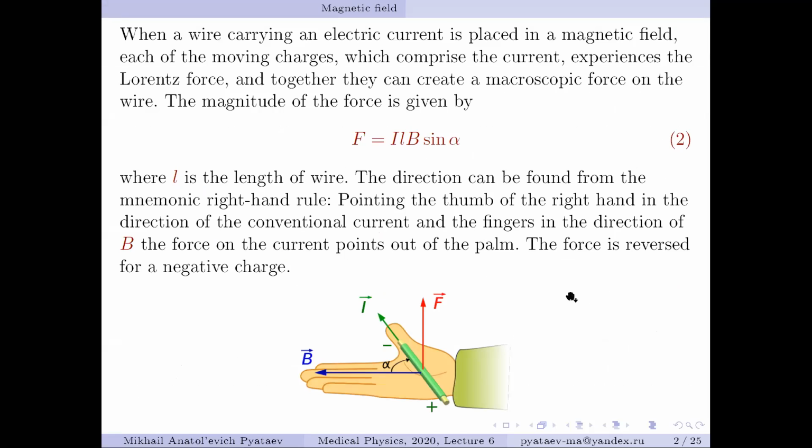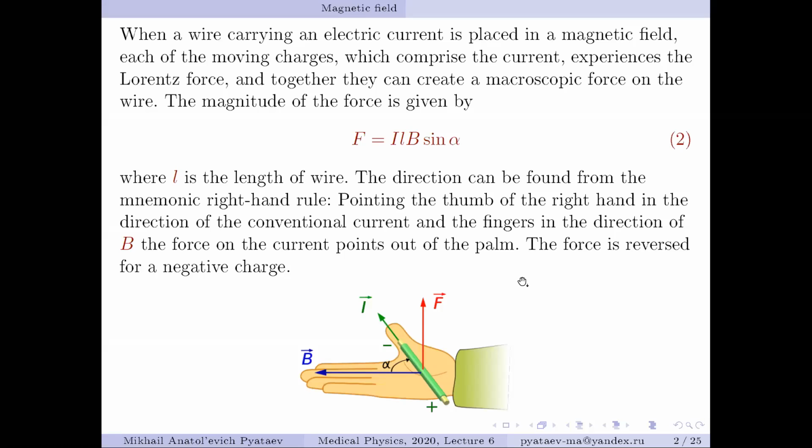It is interesting that when I was in school, we studied not the right-hand rule, but the left-hand rule. In Russian textbooks, you can find a left-hand rule, and it looks similar, but the direction of vectors associated with the palm is completely different. In the left-hand rule, the palm is taken, fingers are directed along the current, and B is coming into the palm. Then the direction of the thumb gives us the direction of force.